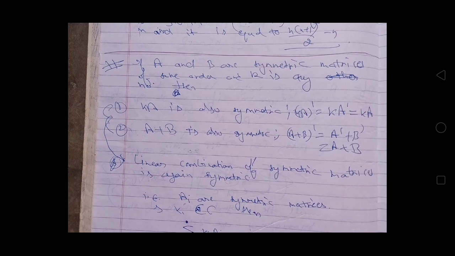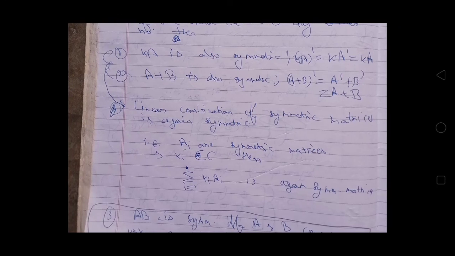Now if A and B are symmetric matrices of the same order and k is any number, then k into A is also symmetric, as the transpose of k into A is equal to k into the transpose of A, which is equal to k into matrix A, as A is a symmetric matrix. Now see the second note: A plus B is also symmetric, as the transpose of A plus B is equal to the transpose of A plus the transpose of B, which is further equal to A plus B, as A and B are symmetric matrices of the same order.